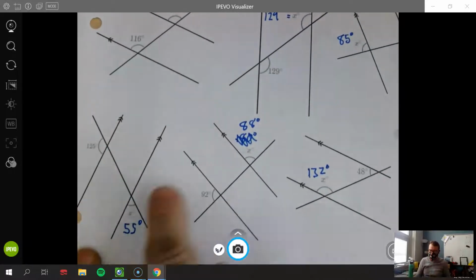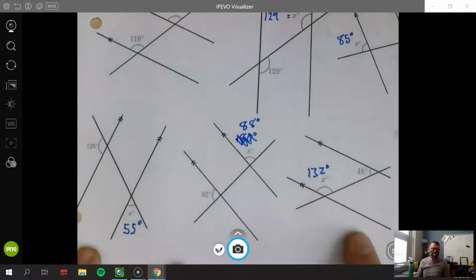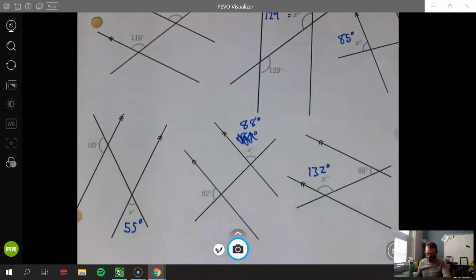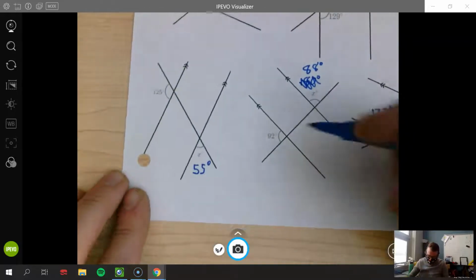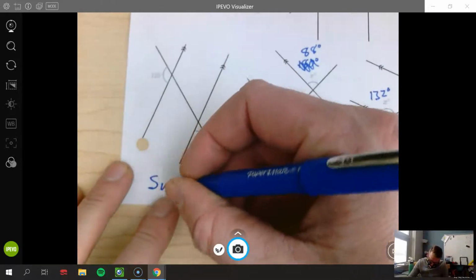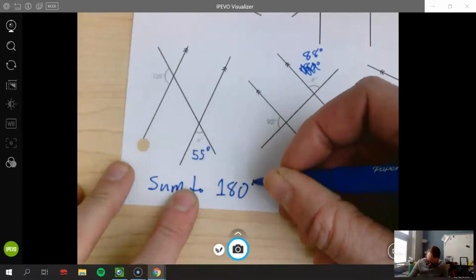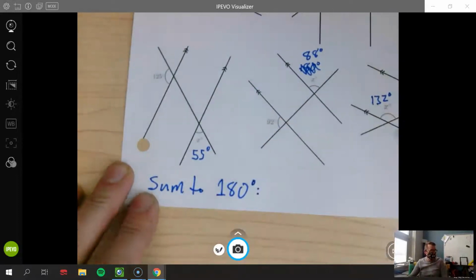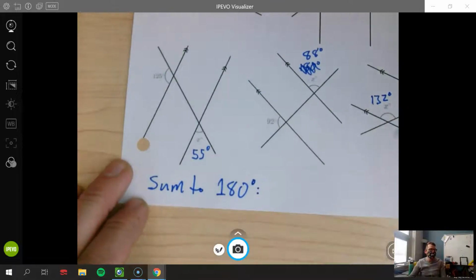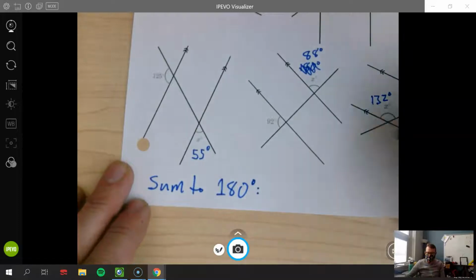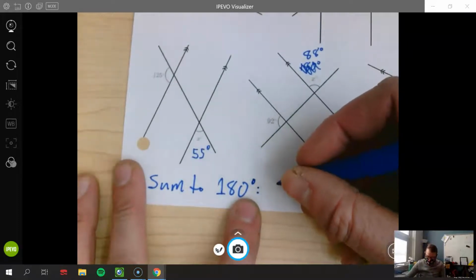These angle pairs that are adding up to 180, what do we call that? Man, we maybe don't know this. Everybody write this down. If 2 or more angles sum to 180, they are said to be... no one knows it?